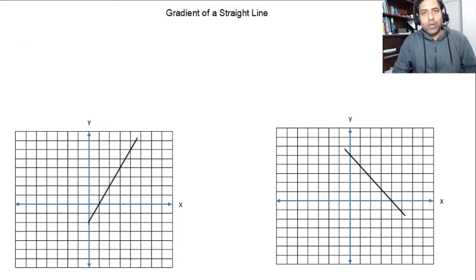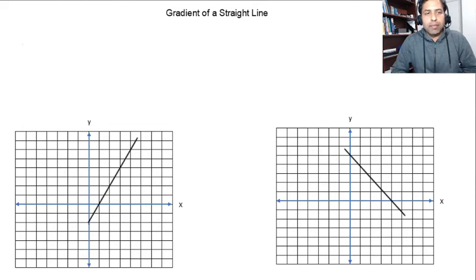Welcome to MathSolve. In this video, we are going to look at the gradient of a straight line. What does that gradient mean? The gradient represents how much the line is inclined with the x-axis, or in other words, how much slope it makes with the x-axis.